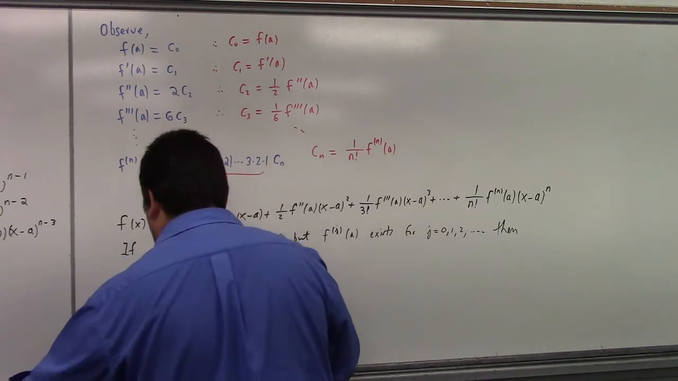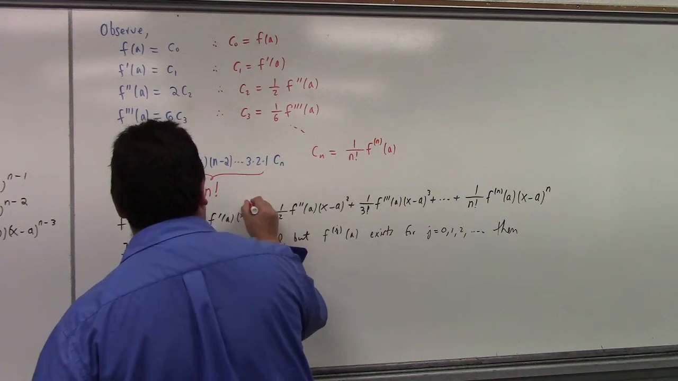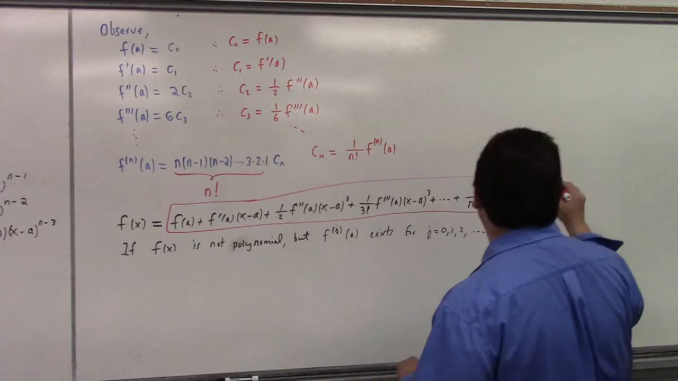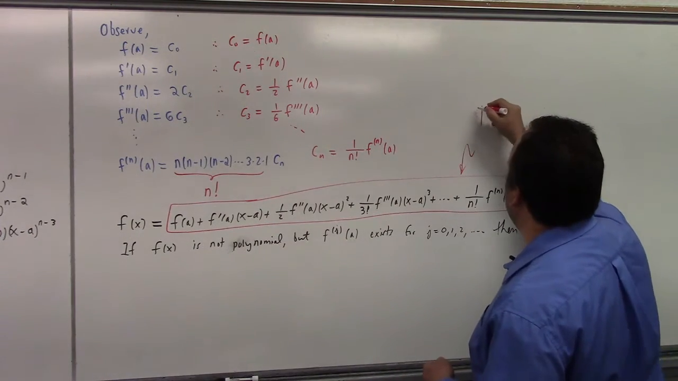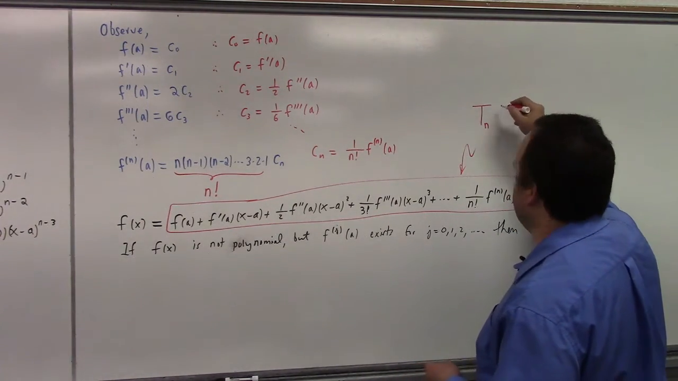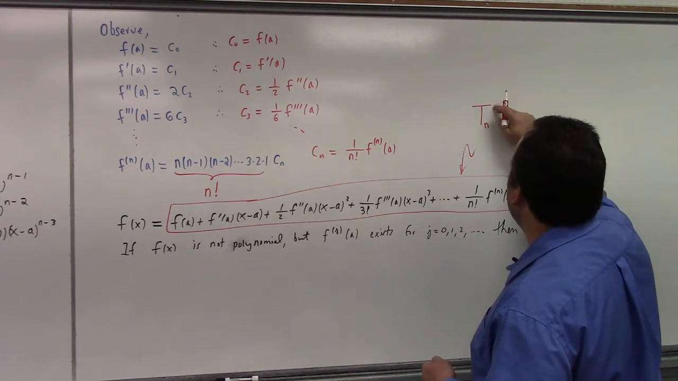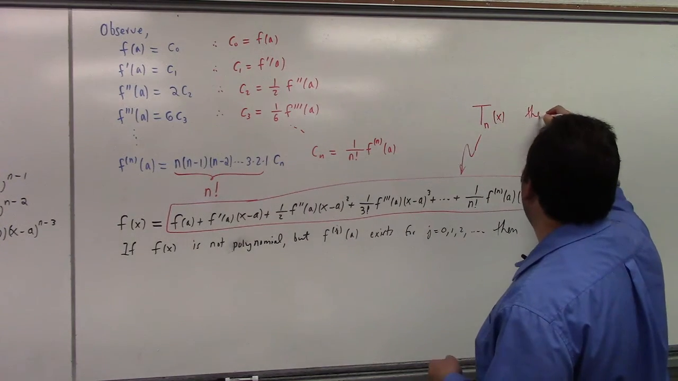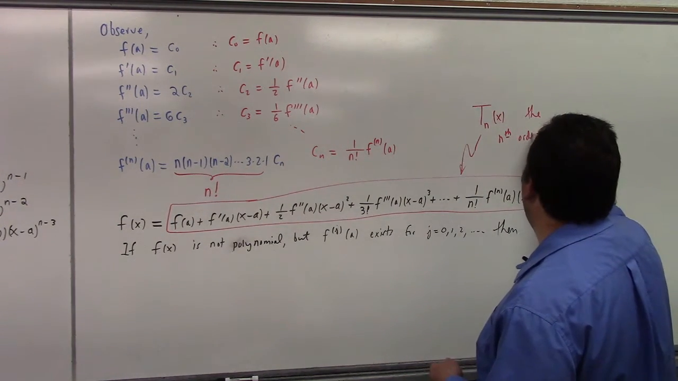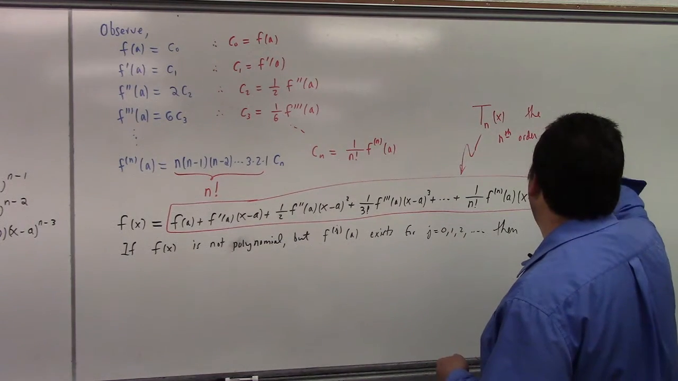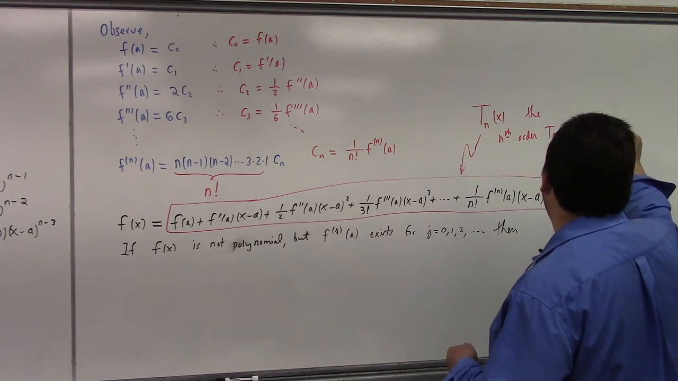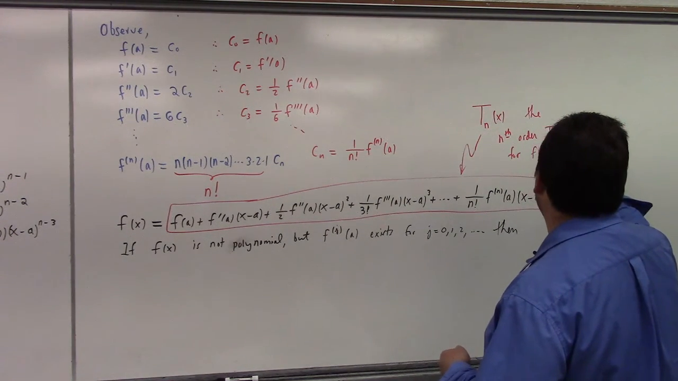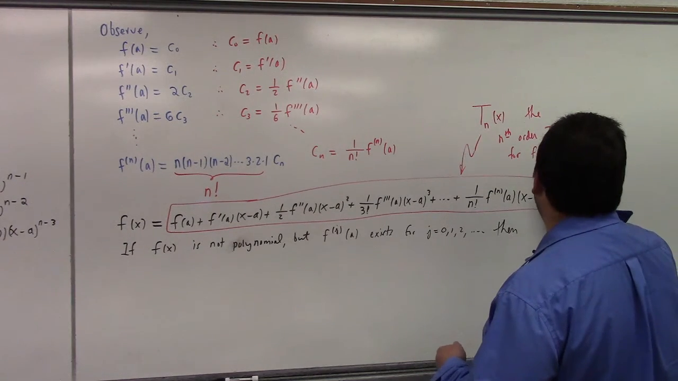the above expression, this right here, this is what's called the nth Taylor polynomial generated by x. Nth order Taylor polynomial for f of x centered at x equals a.